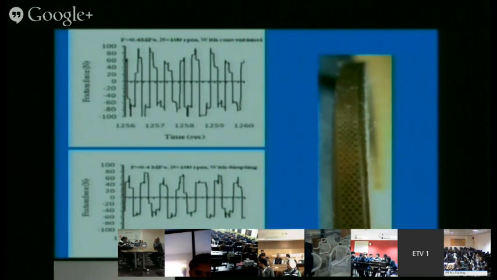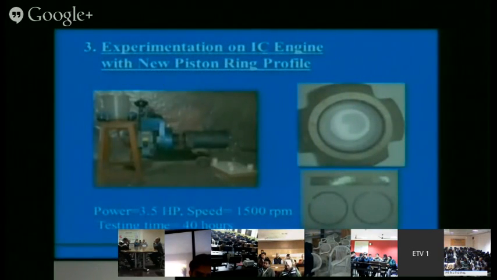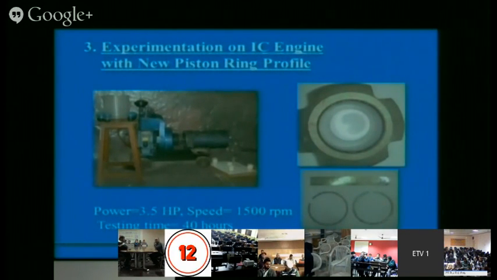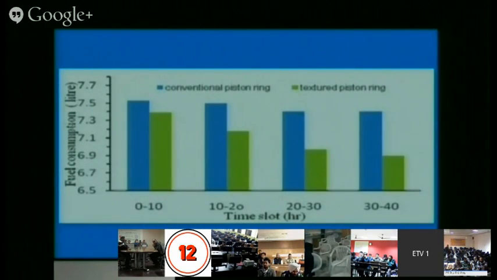Now, this profile has been cut on the piston ring, and that piston ring has been used in an engine. I would like to share the result. A very small engine was picked up, a 3.5 HP engine running at 1500 RPM, with a testing time of 40 hours. So what results are we achieving? It is a very interesting result. It can be seen.